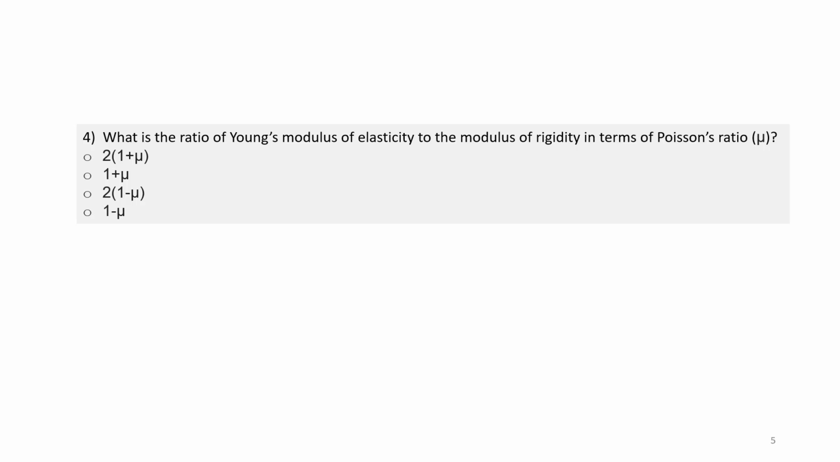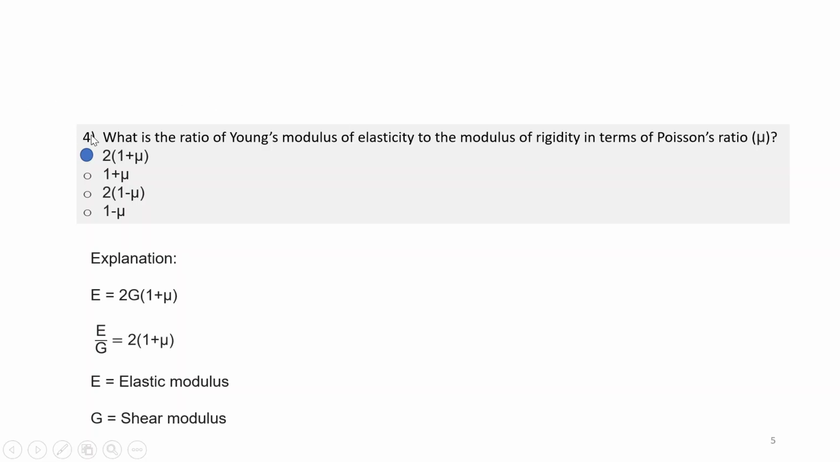Next question is, what is the ratio of Young's modulus of elasticity to the modulus of rigidity in terms of Poisson's ratio? Your options are 2 times (1 plus mu), 1 plus mu, 2 times (1 minus mu) and 1 minus mu. Here mu is Poisson's ratio, Young's modulus of elasticity is denoted with capital E, and the modulus of rigidity with capital G. So the correct answer will be the first one.